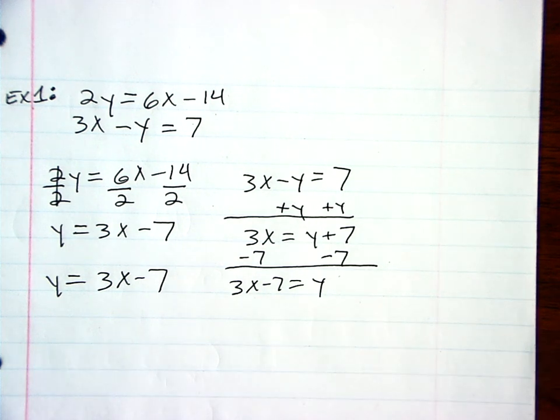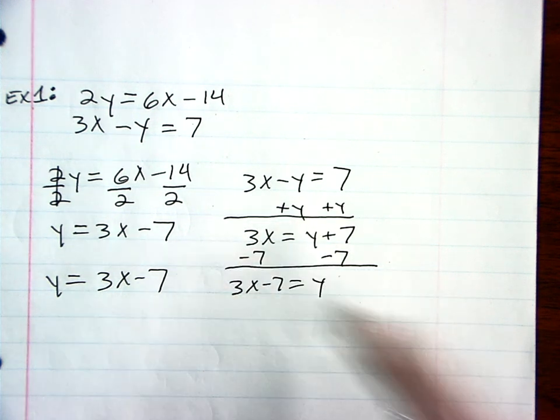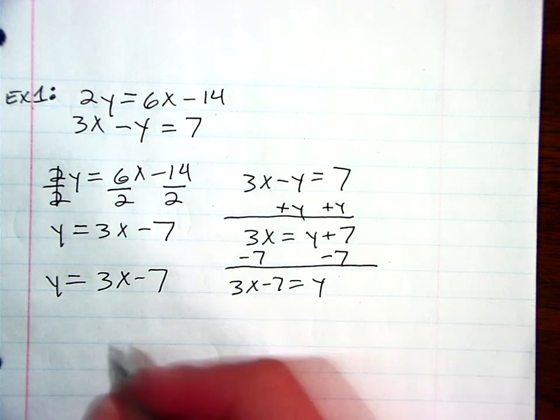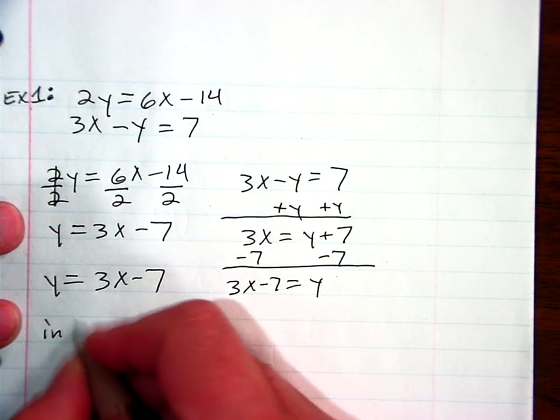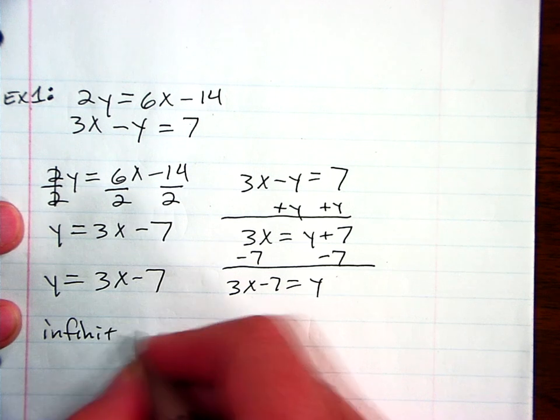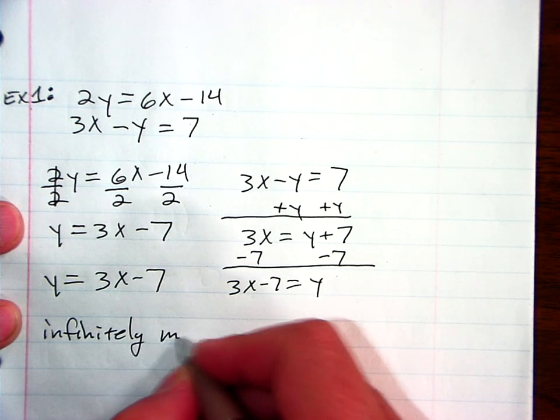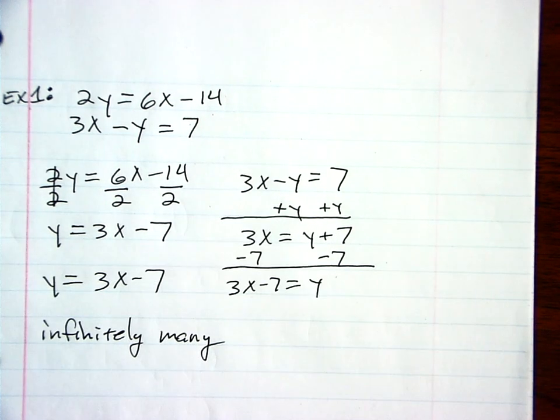So like I said, on your homework, what it wants you to do is determine the number of solutions for each system. Then state whether the system of equations is consistent or inconsistent and whether it is independent or dependent. So how many solutions are there? Infinitely many, because it's the same line. So that's infinitely many solutions.